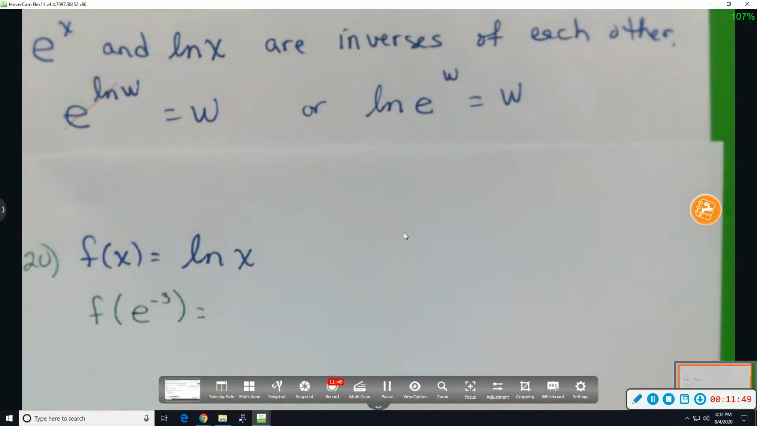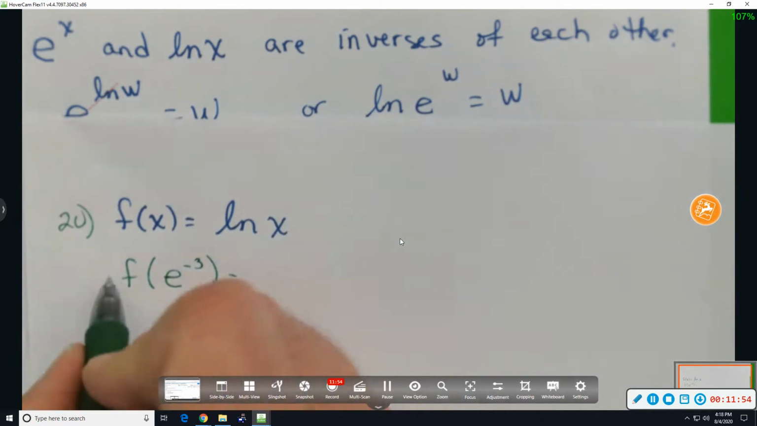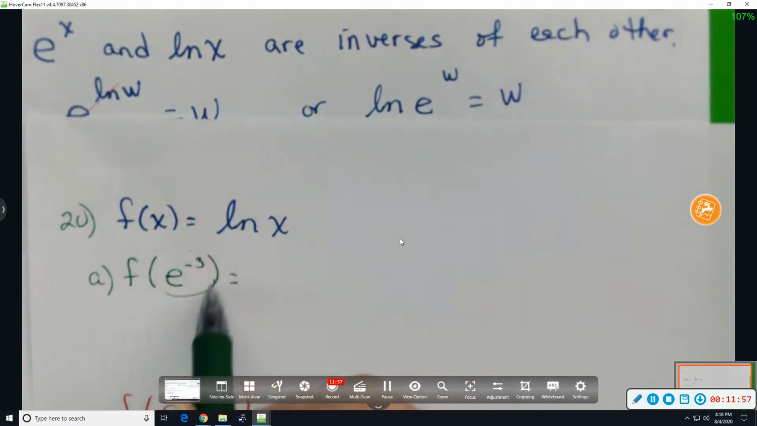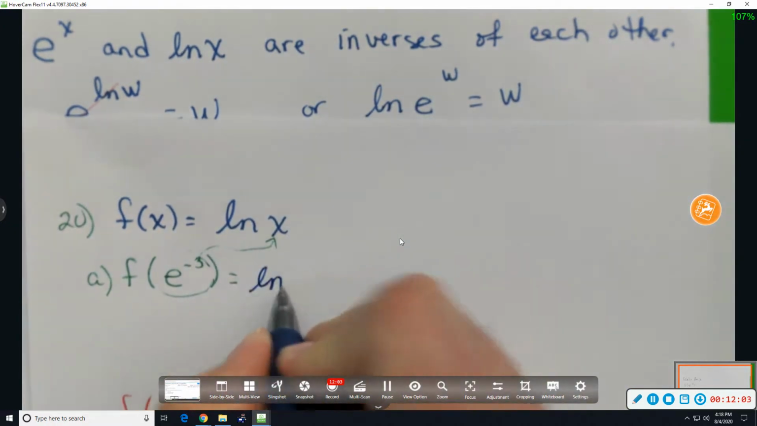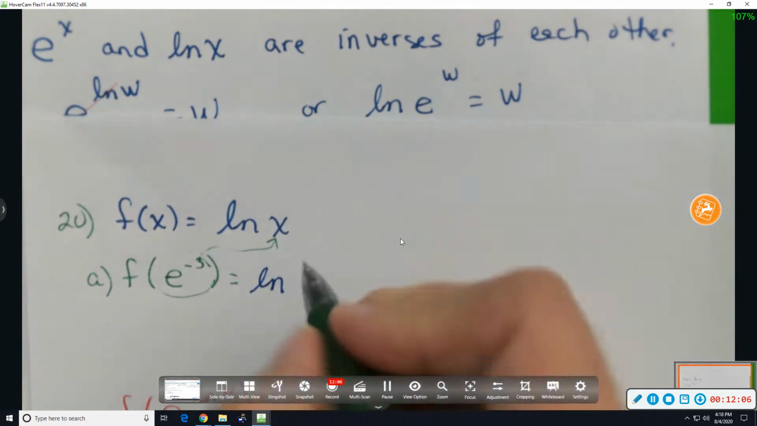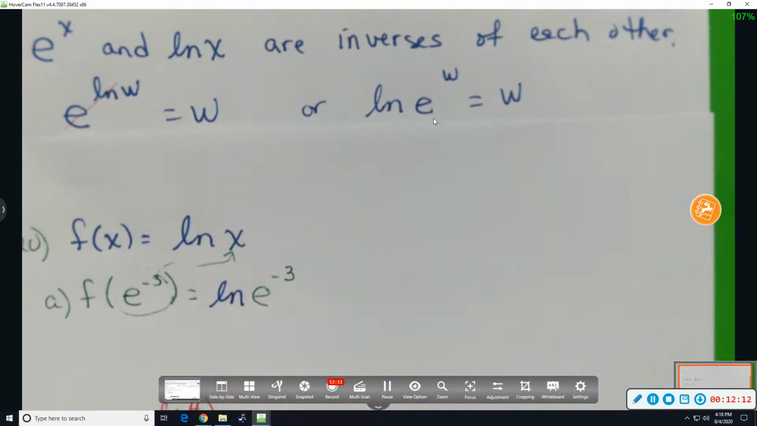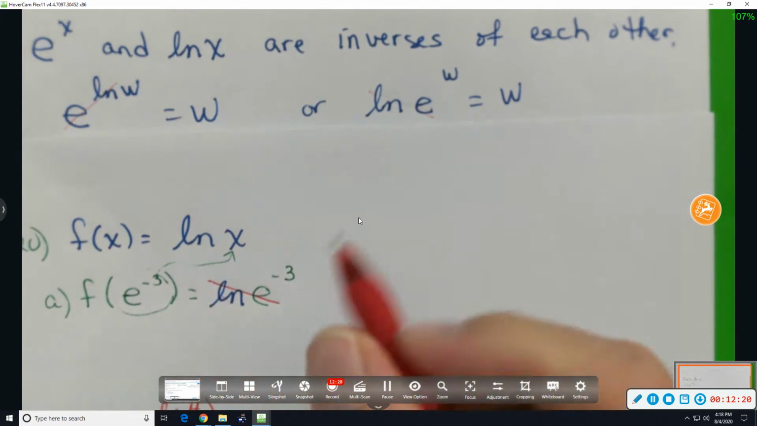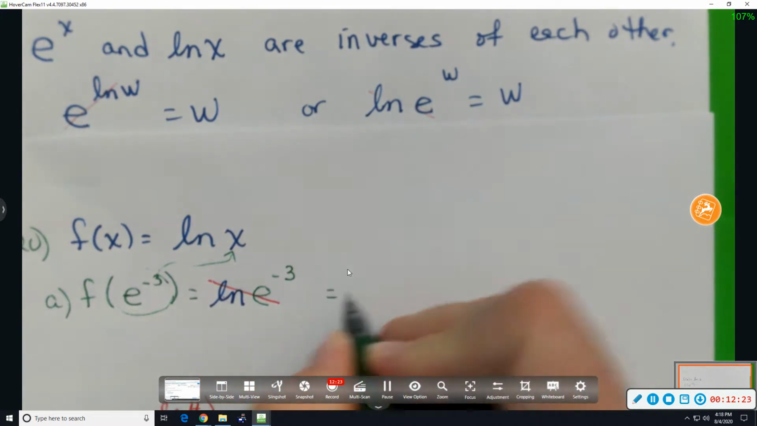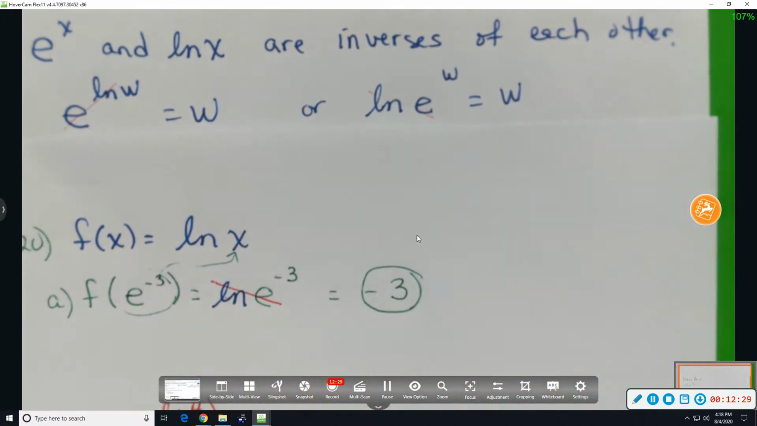Problem 20. So to do part A, to find f of e to the negative 3rd. Well, remember with function notation, whatever's in the parentheses, you plug in for x. So we're going to have that blue ln, and in place of the blue x, we'll have the green e to the negative 3rd. Well, what did we just say about inverse functions? You have the ln and e, they cancel each other out, leaving, in this case, just a negative 3. So that's the first part, negative 3.